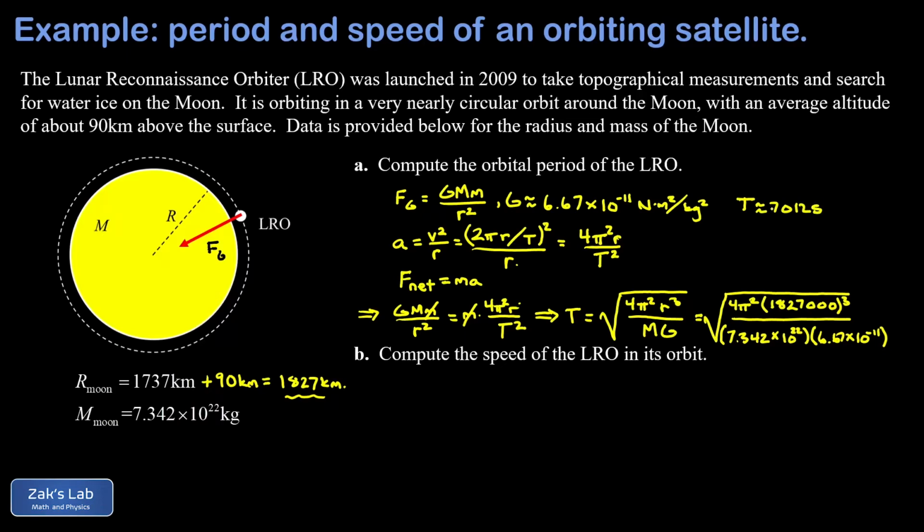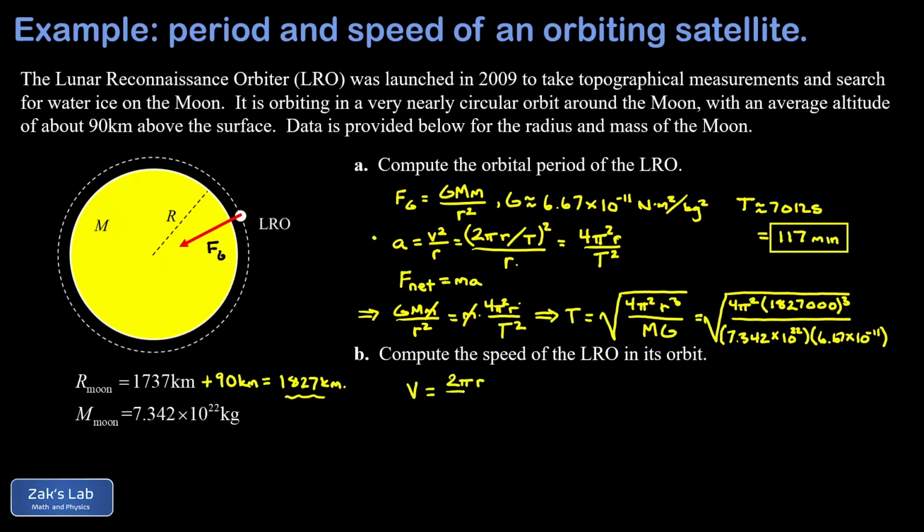And it's probably better to express this in minutes. So we divide by 60, and we end up with about 117 minutes. All right, so the LRO goes around in a little less than 2 hours. The next part of the question asks us to get the speed of the LRO in its orbit. And so we're just going back to the idea from the second line, where we relate the speed to the orbital radius and the period.